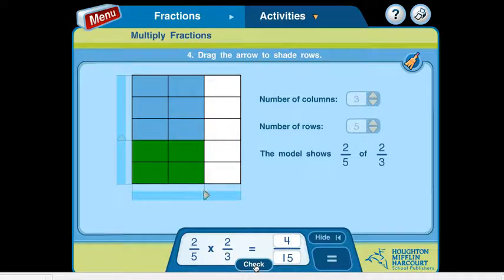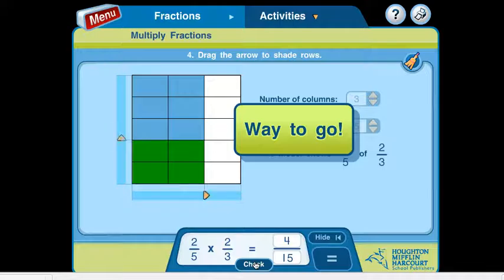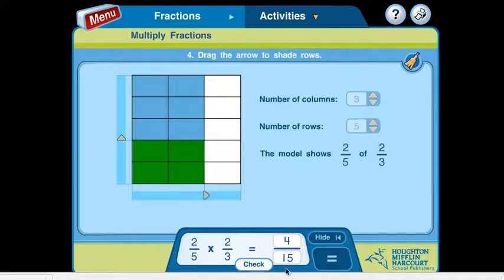So when I hit check, I know that I'm going to see if my answer was correct. So 2/5 times 2/3 is going to give me 4/15. I'm going to go ahead and check it, and I know I'm correct. Can I simplify this problem?